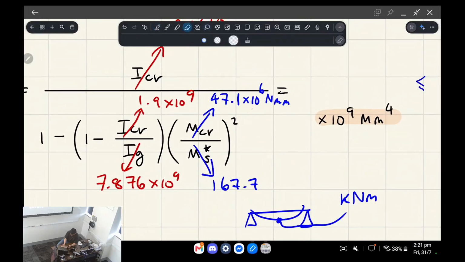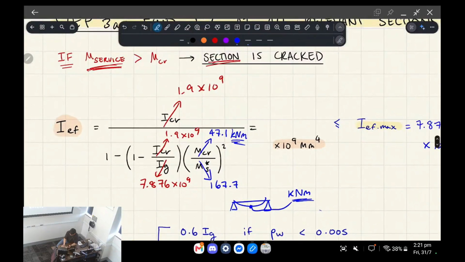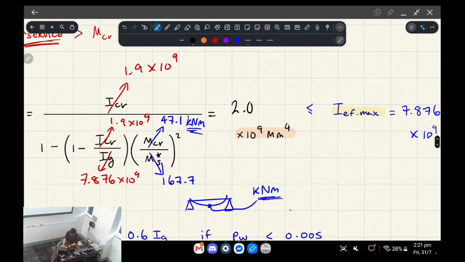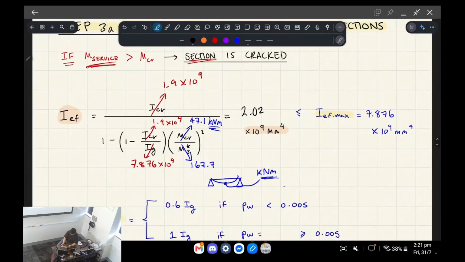So you have to make sure when you're plugging in, because it's very easy to make this mistake. You store this value on your calculator and you forget about it, and you divide it by this value, and then you suddenly have an answer that's a factor of 10 to the power of 6 wrong. Do you know what I mean? So be very careful with that, because that's why you want to store this value in kilonewton meters as well, so that this is compatible with this. Okay. That gives you an answer when you plug all that in of 2.02 times 10 to the 9.